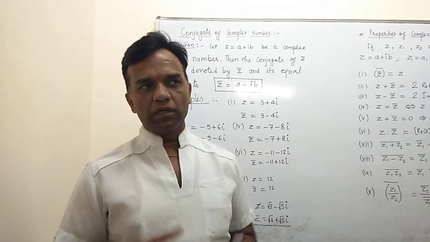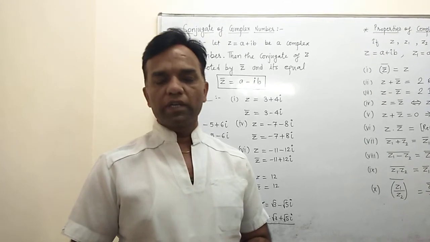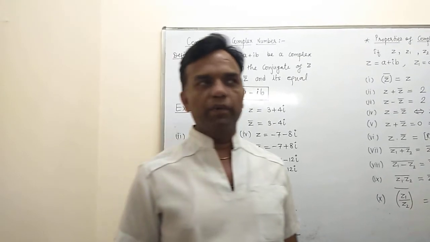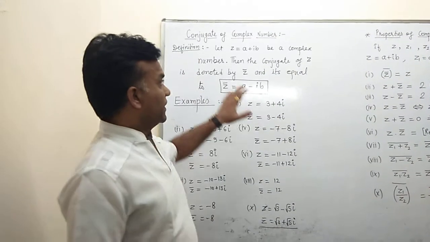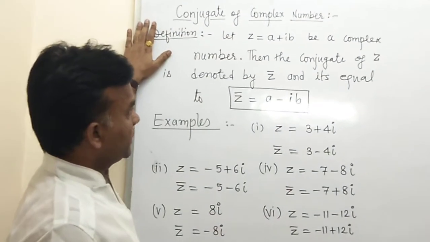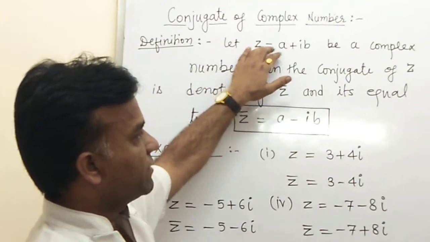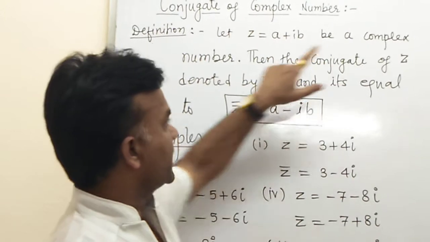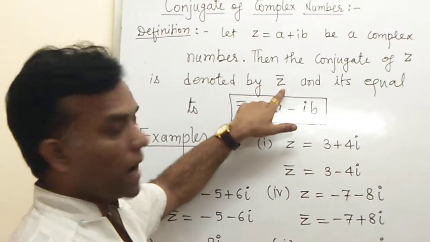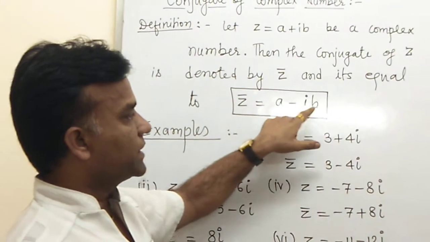And now another topic. In the previous video I discussed the conjugate of a complex number. So in this video I explain about the conjugate of a complex number, because first here we define the conjugate of a complex number. So the definition of the conjugate of a complex number is: you know that z equal to a plus ib is a complex number, and then the conjugate of z is denoted by z bar, and it is equal to z bar equal to a minus ib.